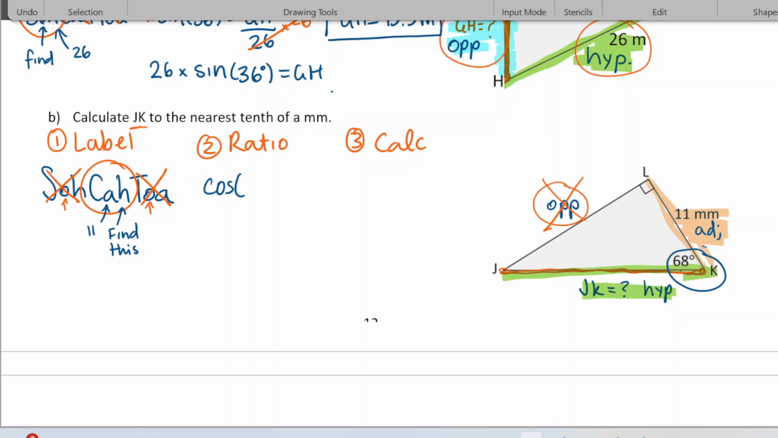So let's write it down. Cosine of, we do have the angle measurement, so I'm going to pop it in there. And it's always adjacent, so 11 millimeters over r. I'm just going to write 11 just so that there's less clutter. Over the hypotenuse, which we've labeled JK. Okay, so remember for this type of question where we're solving for the term in the denominator, we want to cross multiply. So essentially we just want to switch places with JK and cosine of 68. So you do 11 divided by cosine of 68. And that's what we type into our calculator.